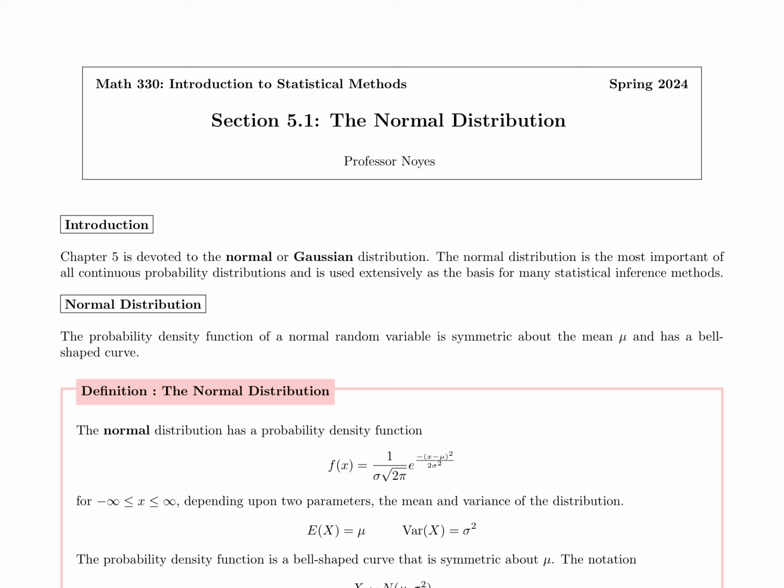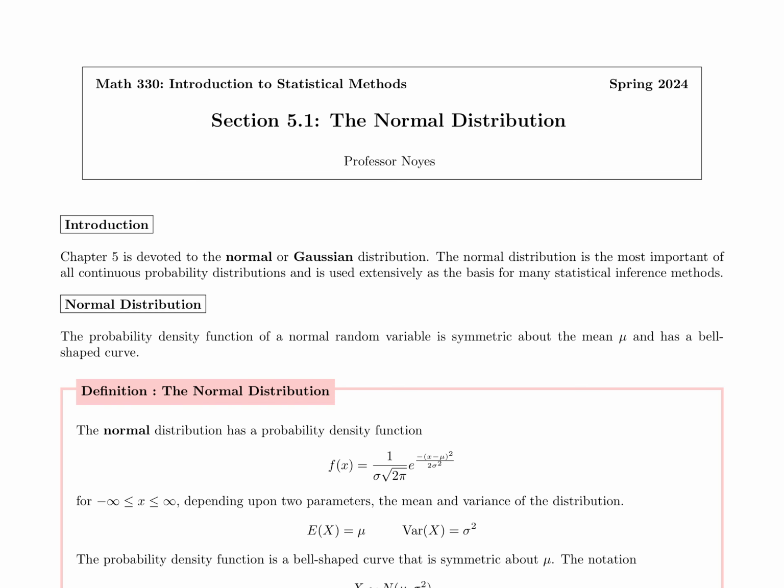In Chapter 5, we're going to be studying a special distribution called the normal or Gaussian distribution. Our normal distribution is the most important of all of our continuous probability distributions and is used extensively for many statistical inference methods. It is the basis of quite a lot of our statistical analysis. So, what is the probability density function of a normal random variable?